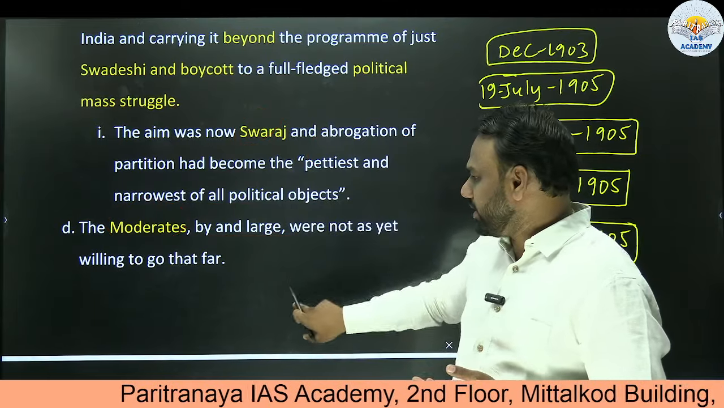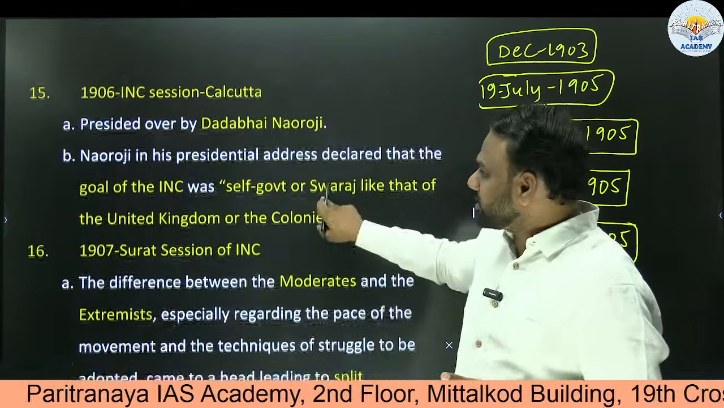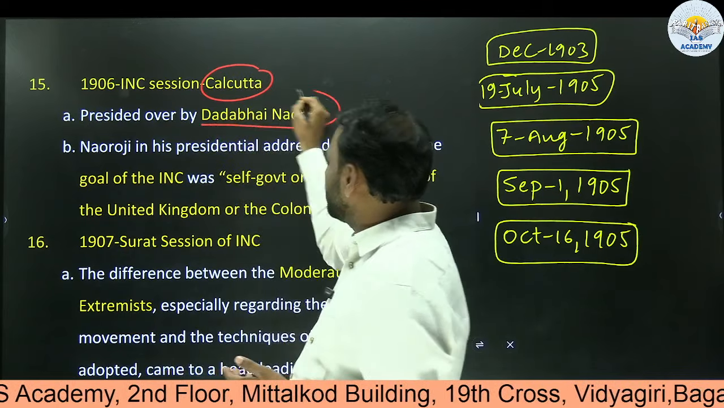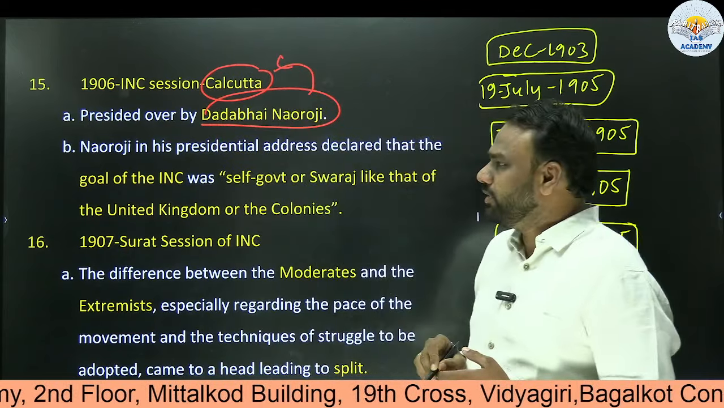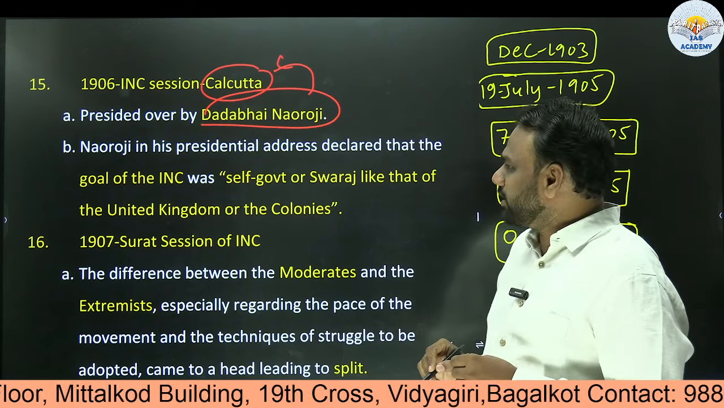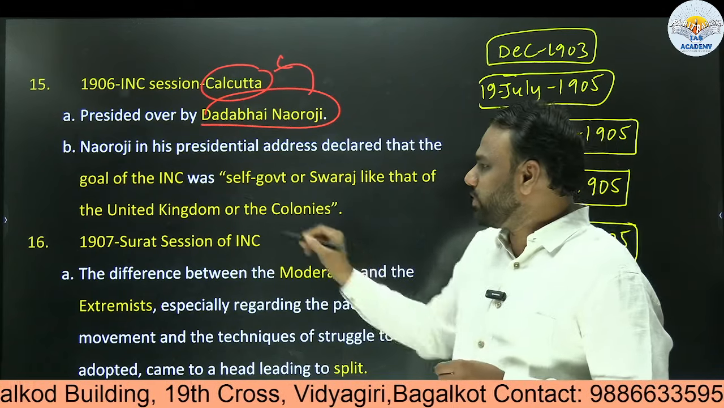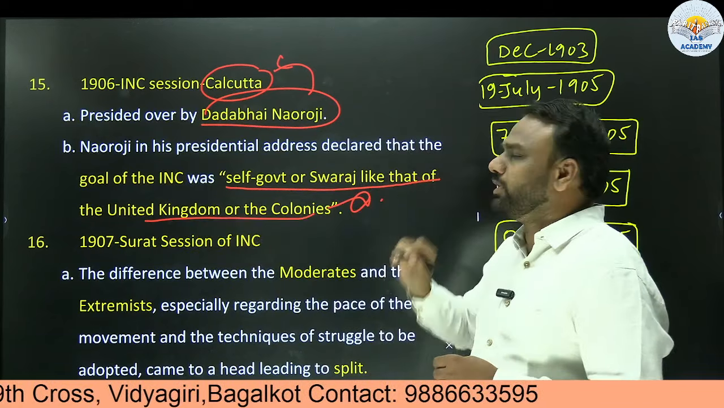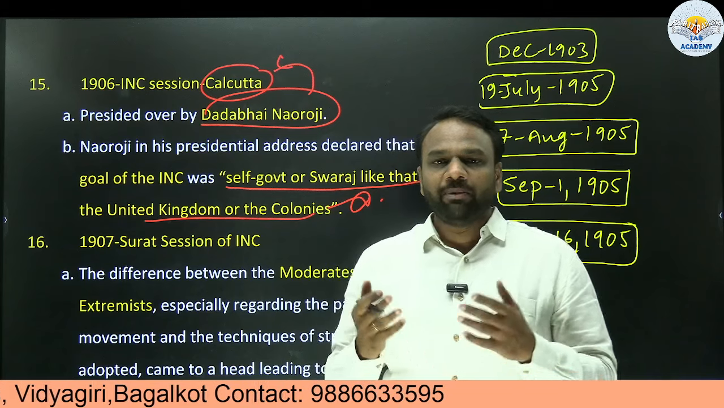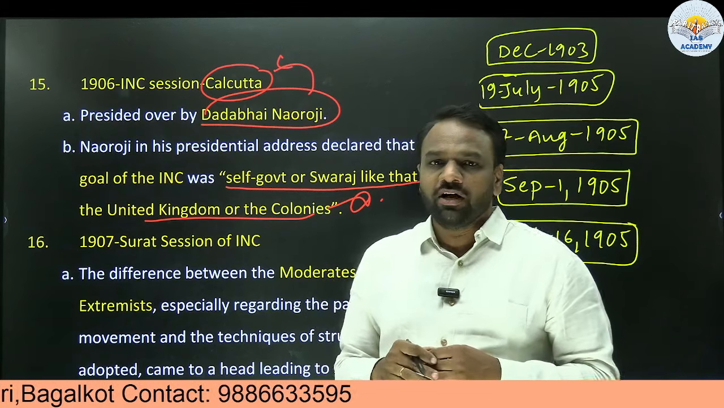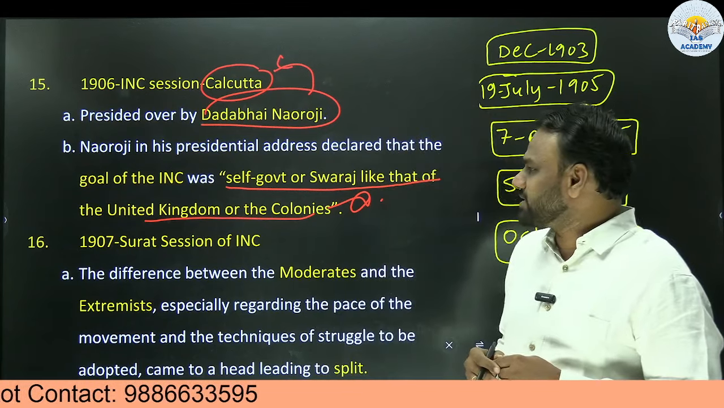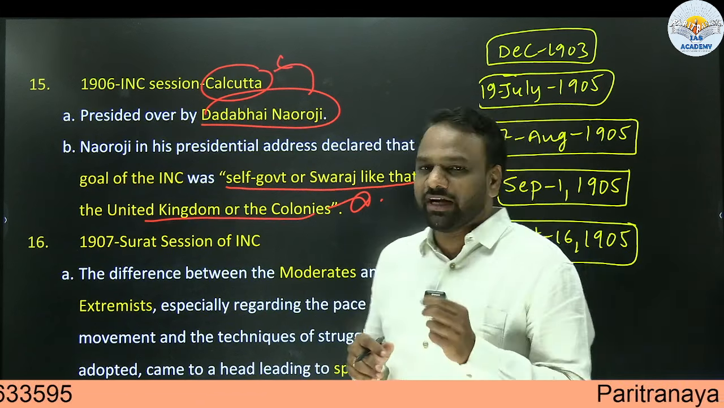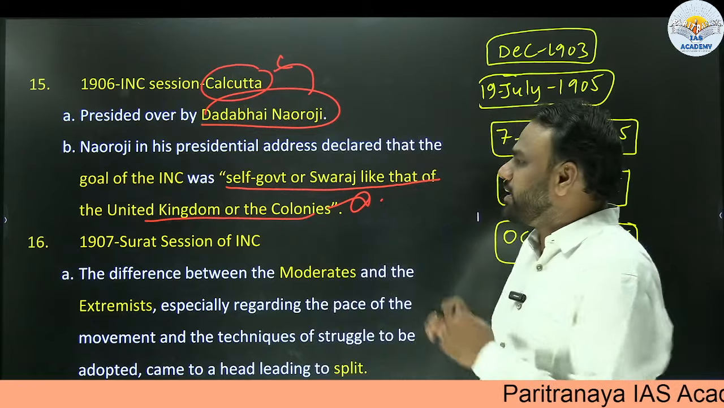In the 1906 INC session, held in Calcutta and presided by Dadabhai Naoroji, again important from the exam's point of view, in his presidential address Dadabhai Naoroji said that the goal of the INC was self-government or Swaraj, like that of the United Kingdom or the colonies. A very important point to note. UPSC might frame a question like this: during which of the following sessions was the goal of INC adopted as self-government or Swaraj, like that of the United Kingdom or the colonies? It is the INC session of 1906, held at Calcutta and presided by Dadabhai Naoroji.